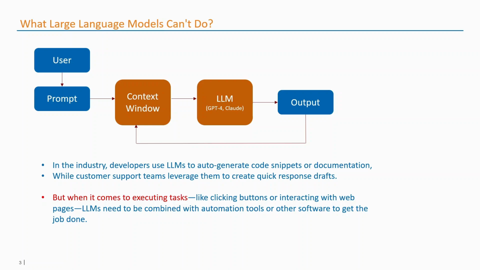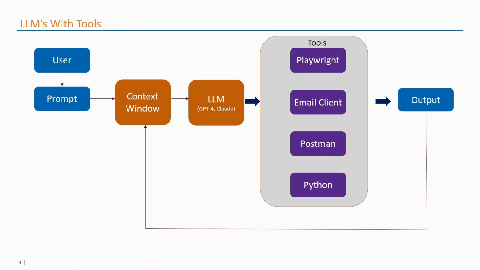But when it comes to executing a task like clicking a button, interacting with a web page, or writing an email, an LLM cannot do it alone. You can combine an LLM with a set of tools to perform these actions. For example, you can combine an LLM with Playwright to interact with web pages. You can combine an LLM with an email client to send an email.